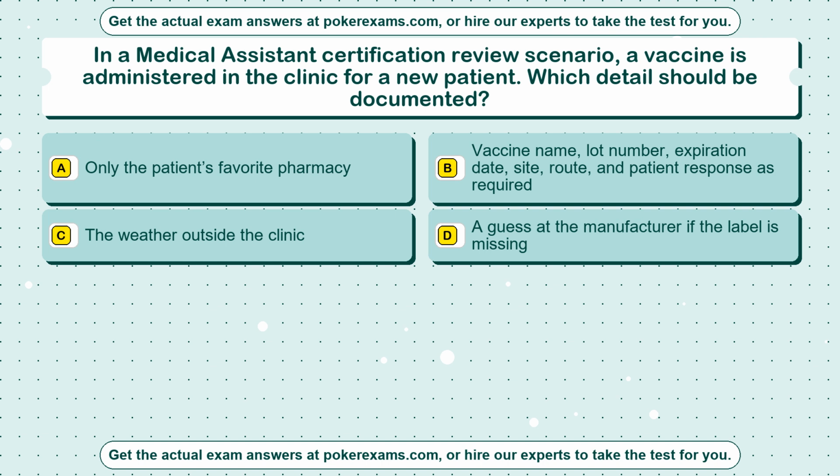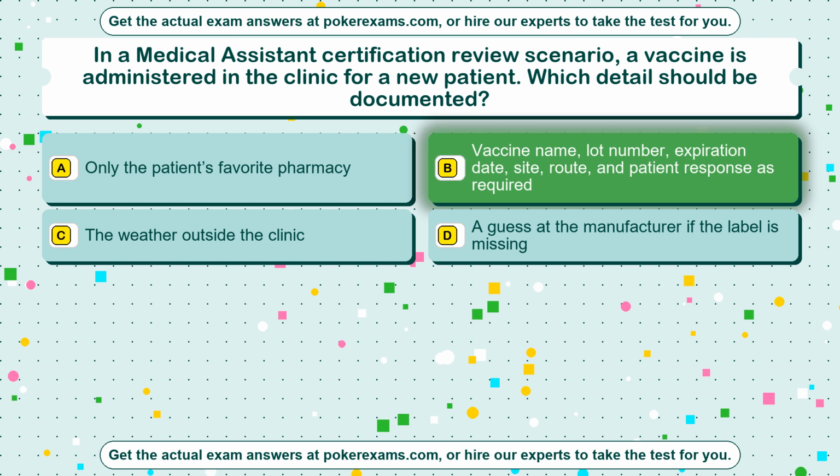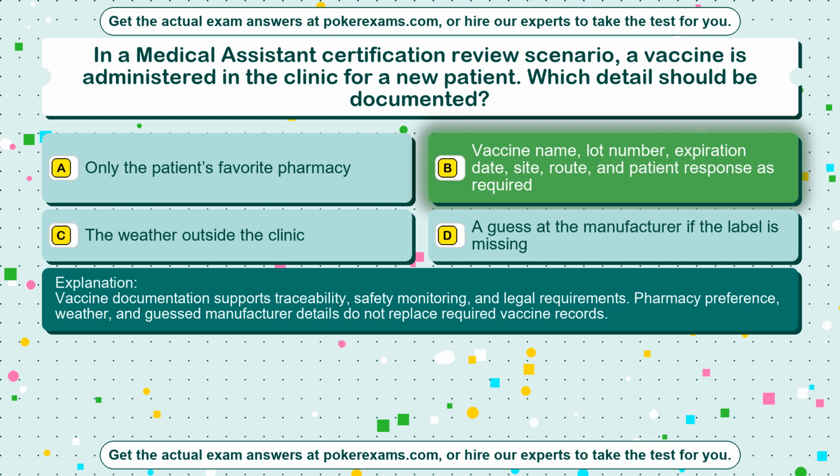Option A, only the patient's favorite pharmacy. Option B, vaccine name, lot number, expiration date, site, route, and patient response is required. Option C, the weather outside the clinic. Option D, a guess at the manufacturer if the label is missing. The correct answer is option B, vaccine name, lot number, expiration date, site, route, and patient response is required. Vaccine documentation supports traceability, safety monitoring, and legal requirements. Pharmacy preference, weather, and guessed manufacturer details do not replace required vaccine records.